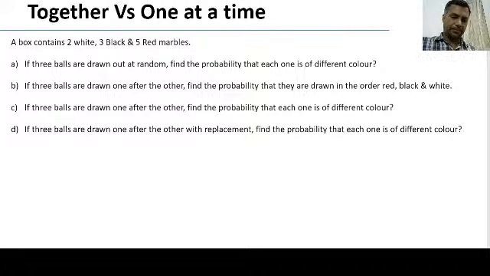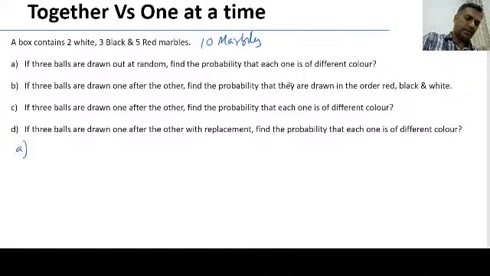Okay, do it with me. There is a box which contains 2 white, 3 black and 5 red marbles. Altogether 10 marbles. Now, if 3 marbles are drawn out at random, find the probability that each one of them is of a different color. So, how do I do the A part?